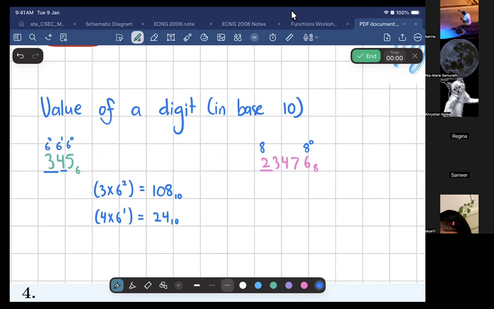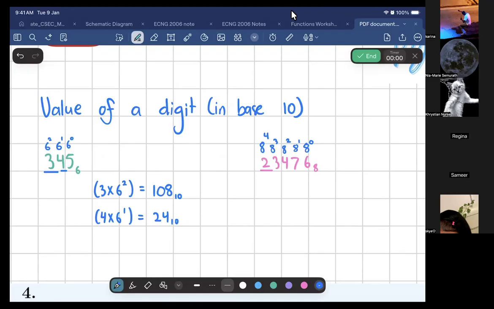To figure it out, you're starting off with the base to the power 0 and then counting. So if this is 8 to the power 0, this would be 8 to the power 1. The place value for the 4 would be 8 to the power 2, the 3 would be 8 to the power 3, and the 2 would be 8 to the power 4. So the place value of that 2 is really 8 to the power of 4.